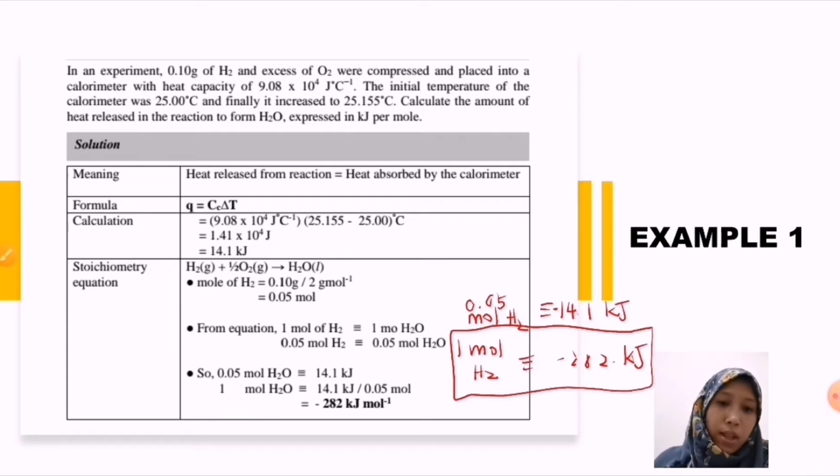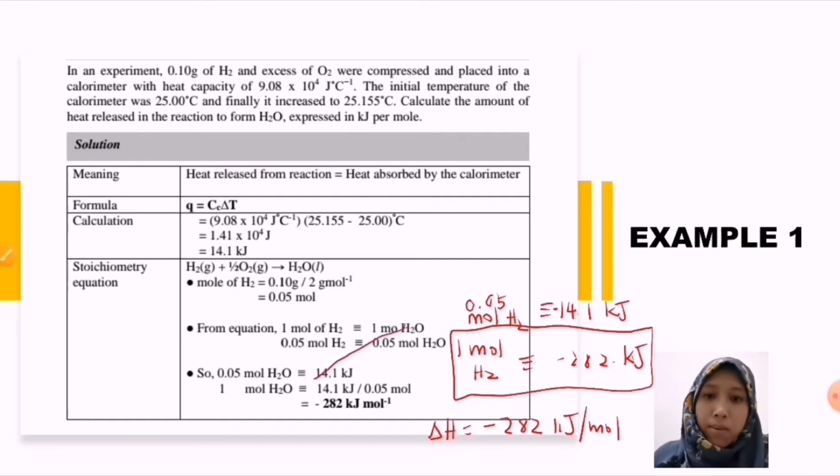Okay, so delta H dia kat sini sama dengan negatif 282 kilojoule per mol. Yang dalam contoh ni tolong padam ya. Sebabnya kita tak perlu bandingkan dengan air pun sebab yang ni melibatkan combustion. So combustion ni merujuk kepada 1 mol substance yang terbakar, bukannya ada kaitan dengan air. Kalau air ni kita cuma akan kaitkan dengan neutralization sahaja. Okay, so this is the final answer for example 1.